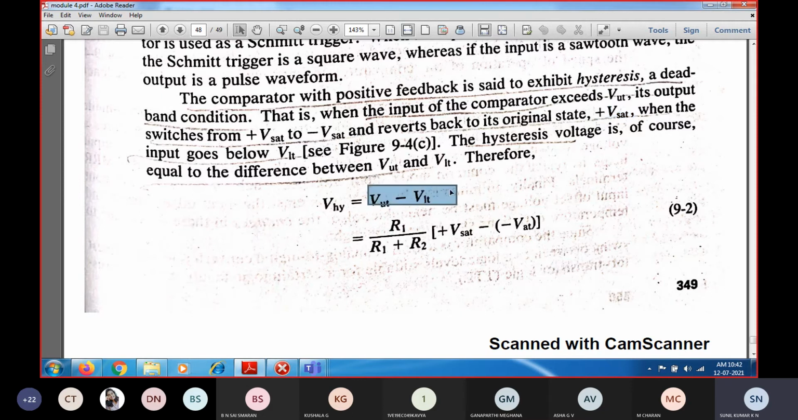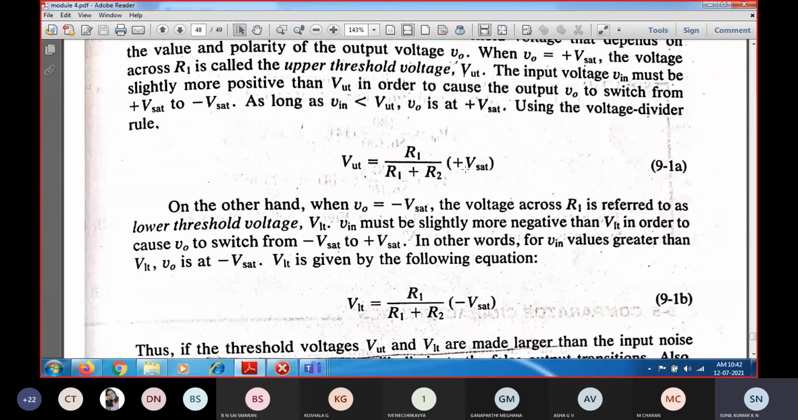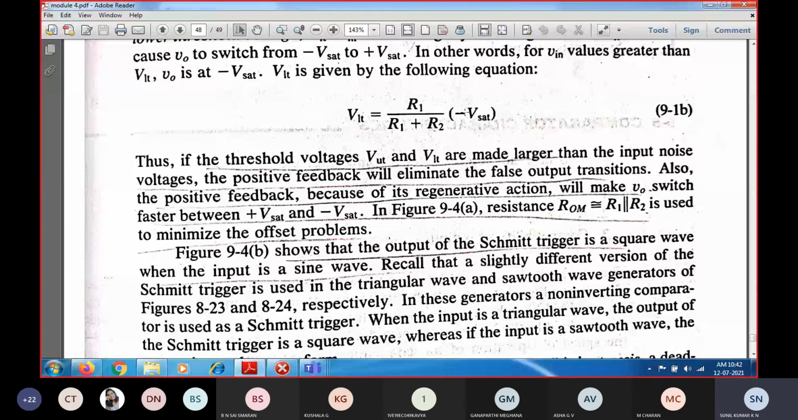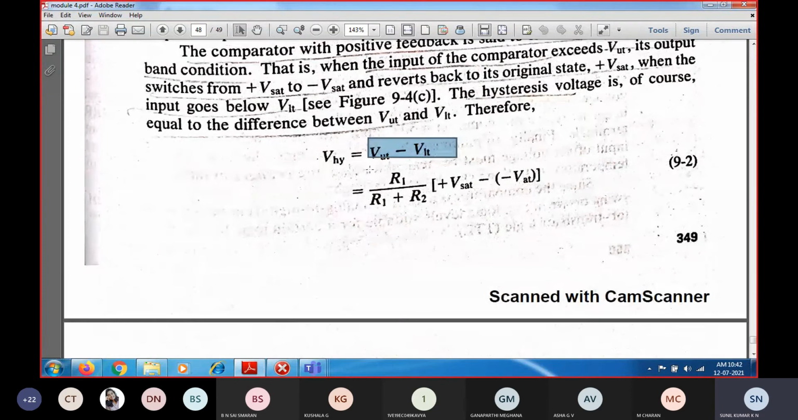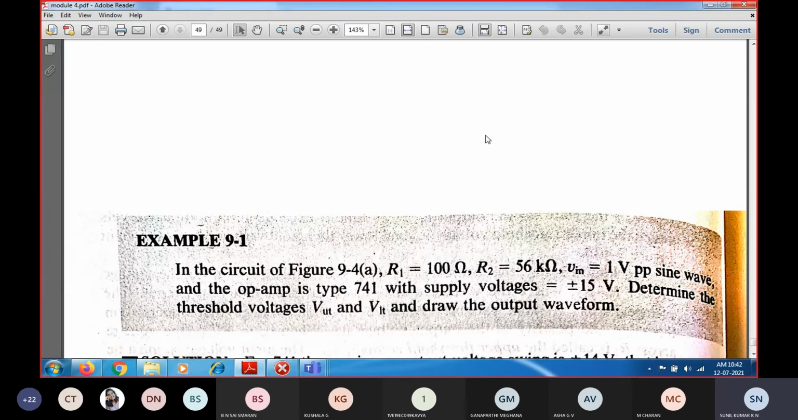So VUT is the remote part, I have obtained the design part. VUT is V sat into R1 divided by R1 plus R2, minus of V sat into R1 divided by R1 plus R2. We are going to take R1 divided by R1 plus R2 as common, times V sat minus of minus V sat. So we will be getting this. This is about the hysteresis voltage.